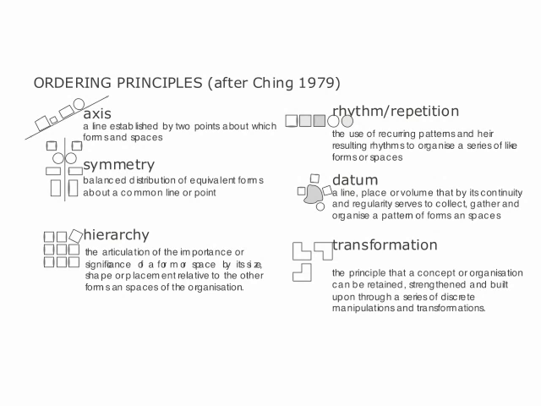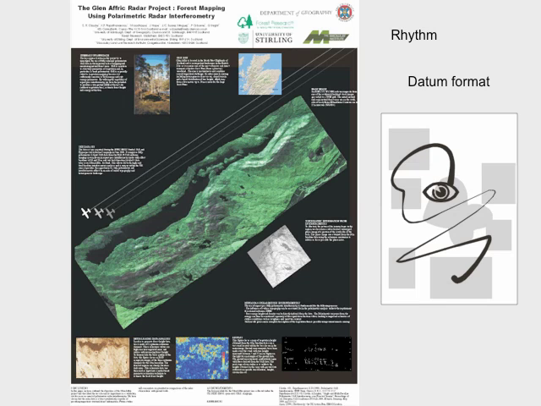The idea of transformation and ordering principles is that idea that you take the same pattern and you change it or you use it in many different ways.